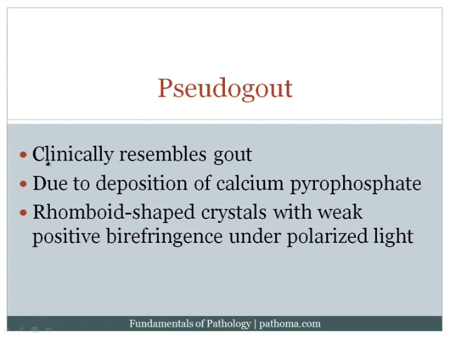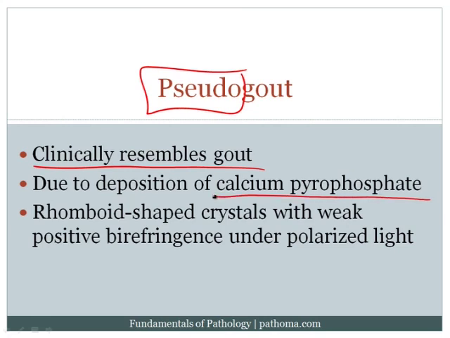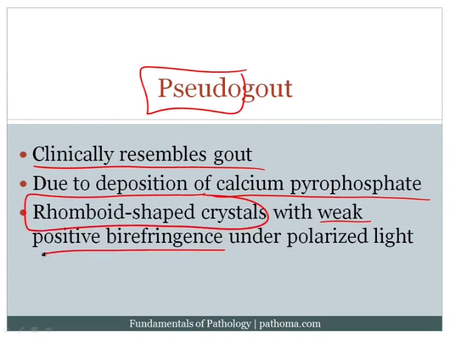The final disorder is pseudogout. This clinically resembles gout, however it's not gout, hence the word pseudo. Instead of being due to deposition of monosodium urate, it's due to deposition of calcium pyrophosphate. When you stick a needle in the joint and you take the synovial fluid, you will see rhomboid-shaped crystals instead of the needle-shaped crystals, and there will be weak positive birefringence under polarized light. And that concludes our discussion of joint.